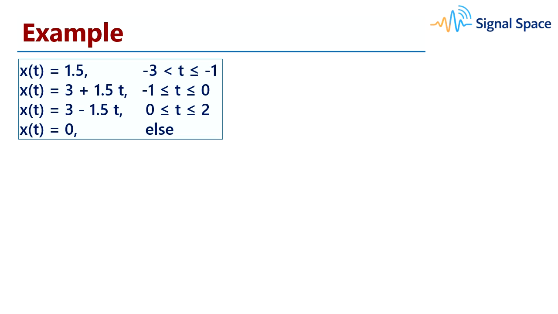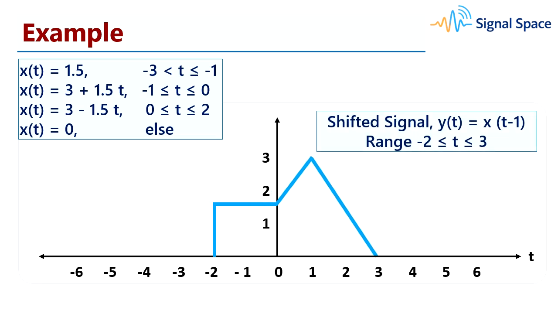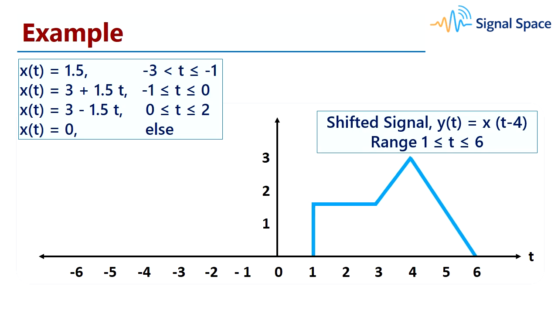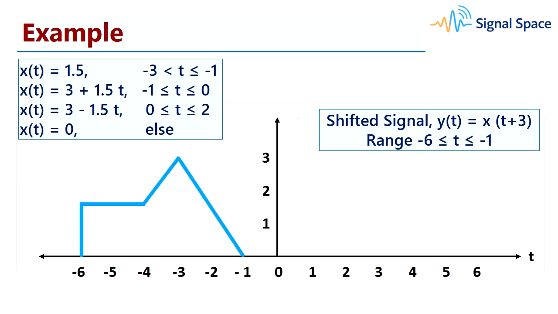Consider the signal defined here. First, we'll look at its graphical form. And here is the result of a 1-unit delay. If we push the shift to 4 units, notice how the signal is translated deep into the positive time axis. Now, reversing the direction, a 3-unit advance pulls the entire waveform to the left.